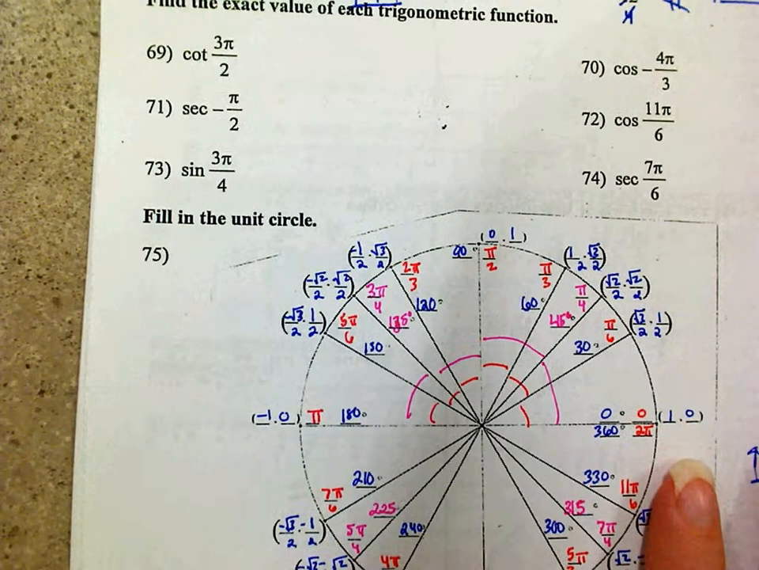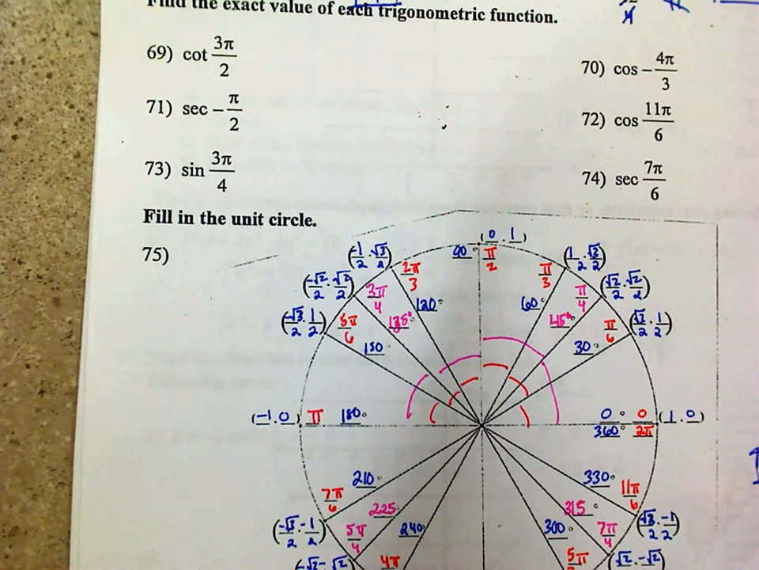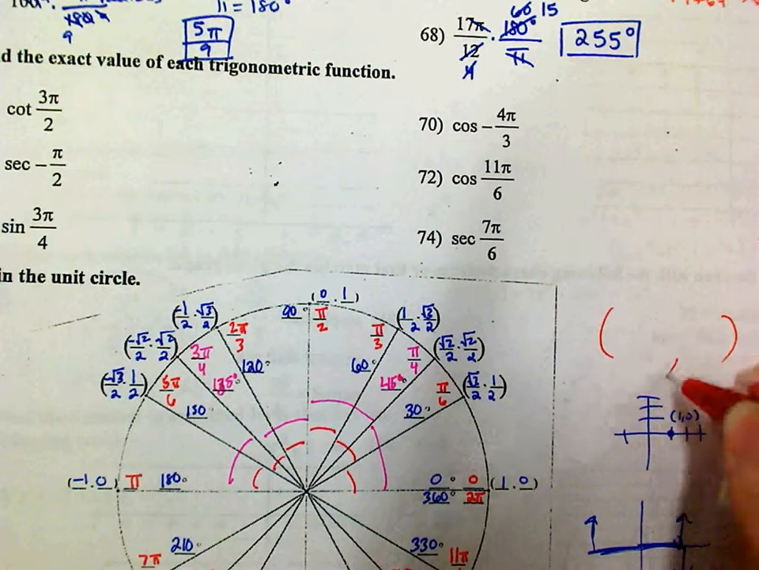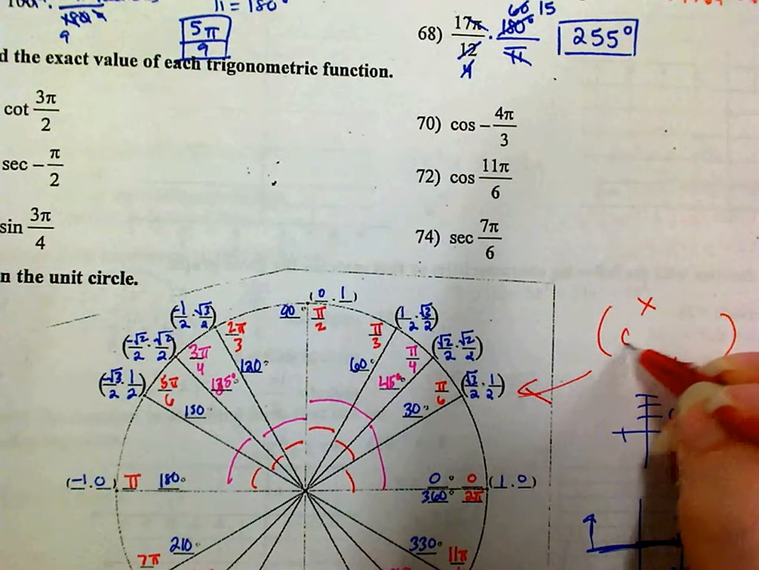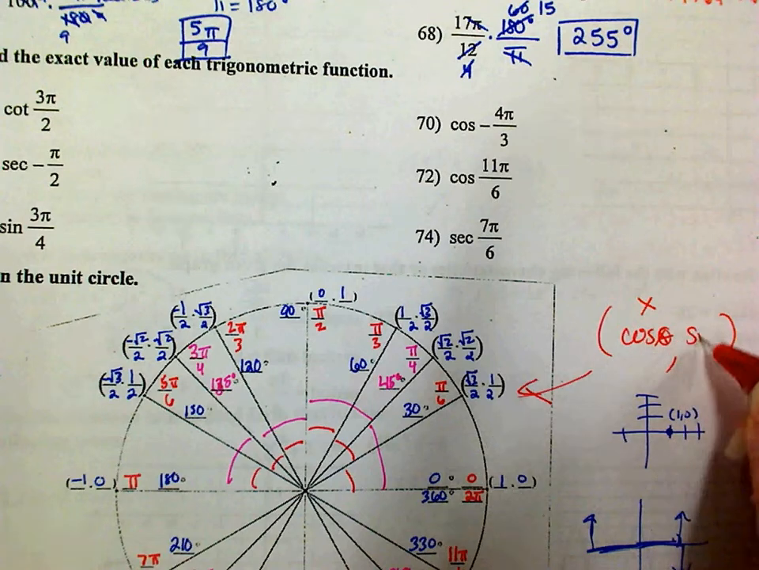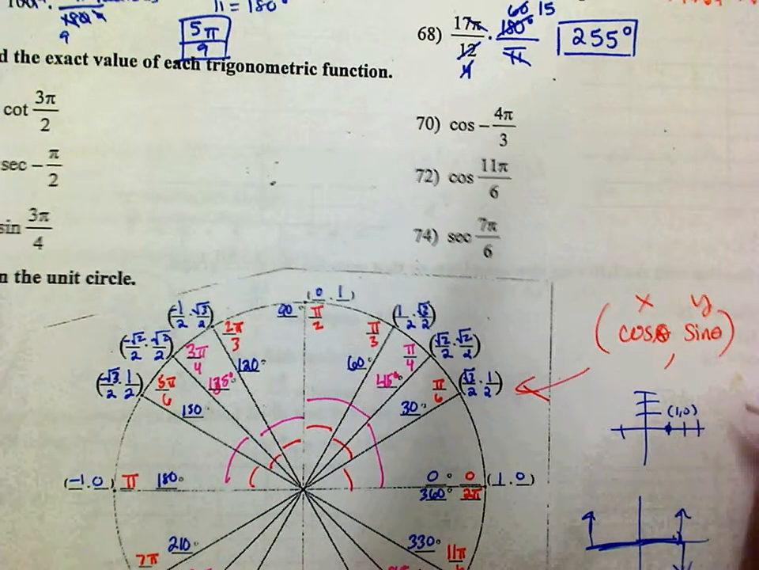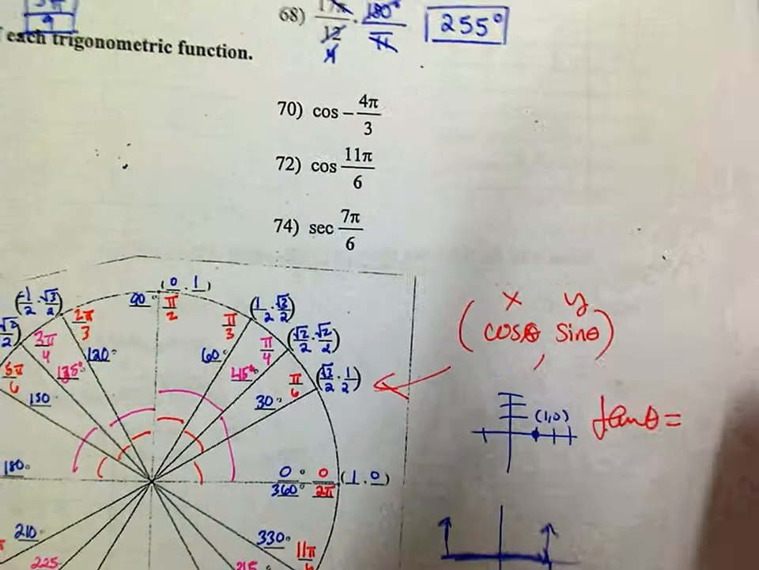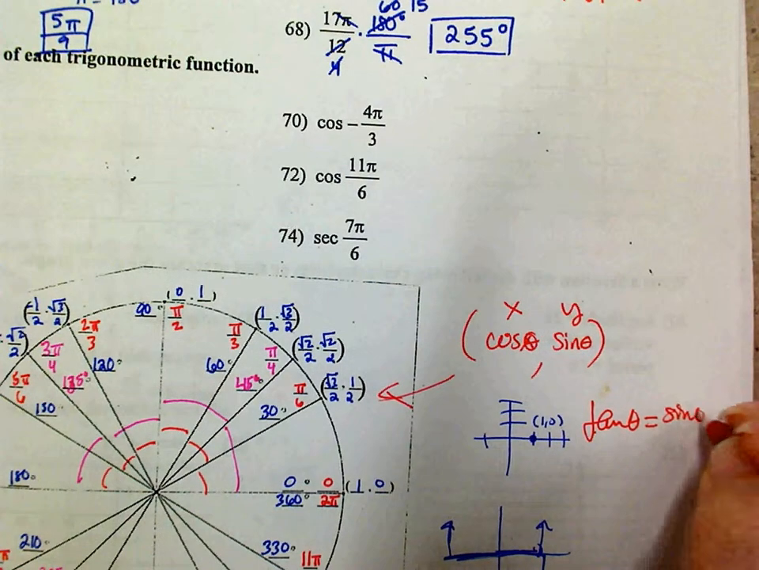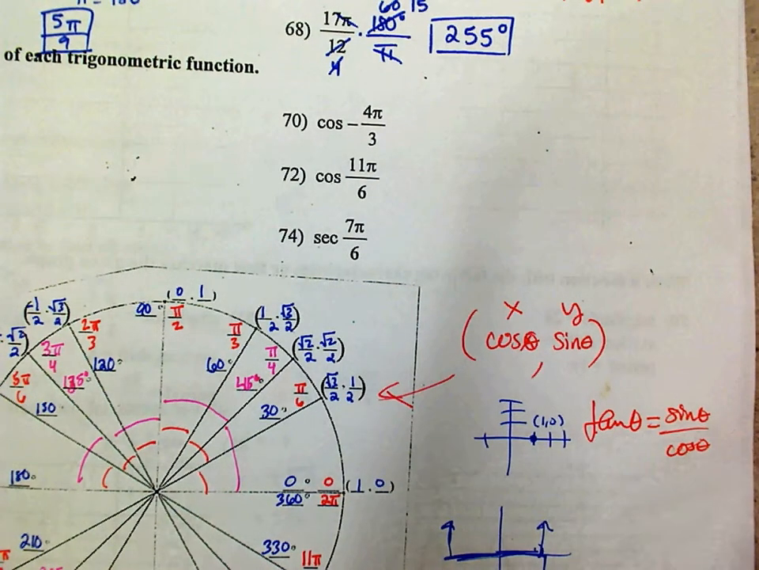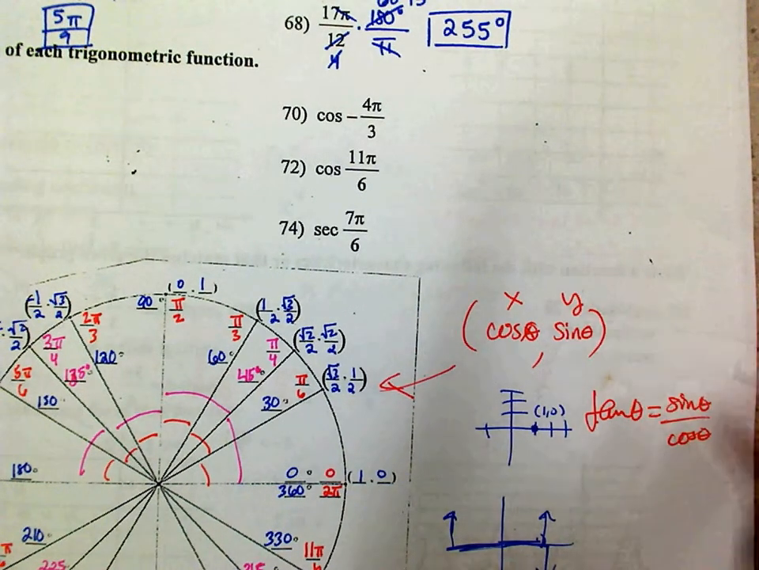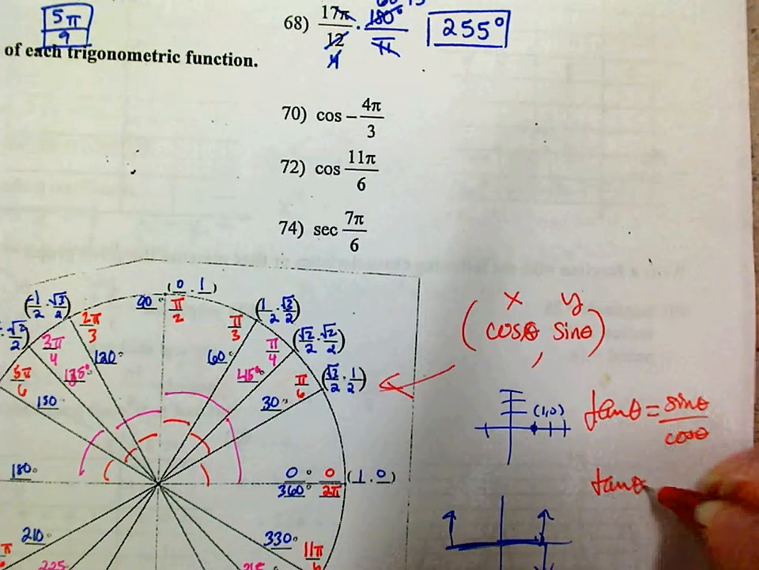Okay. So the first thing it says, find cotangent of 3 pi over 2. So there's a couple things you need to remember. In these coordinate points right here, the x is cosine of theta, and the y is sine. You also need to remember that tangent of theta is, like we said, opposite over adjacent, but it's easier to deal with it as sine over cosine. Which means cotangent is cosine over sine. If cosine is x and sine is y, then tangent is y over x, and cotangent is x over y. Okay?